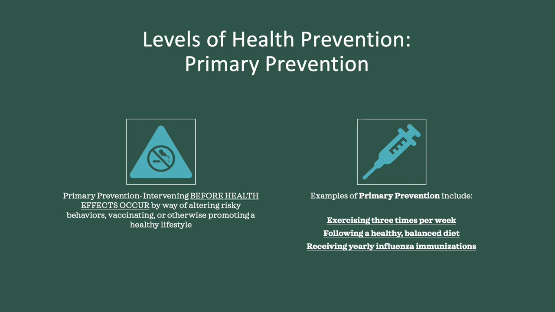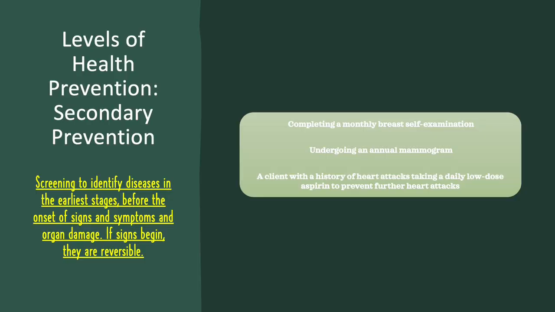Following a healthy, balanced diet, I'm trying to prevent myself from getting diabetes. I don't have diabetes. I don't have any sign of it. My A1C isn't elevated. However, I am trying to eat a healthy, balanced diet so that I never have to worry about this problem. Or receiving yearly influenza immunizations or any other vaccinations for that case, a preventative method is going to be a method of primary prevention. Please understand that. All right, cool.